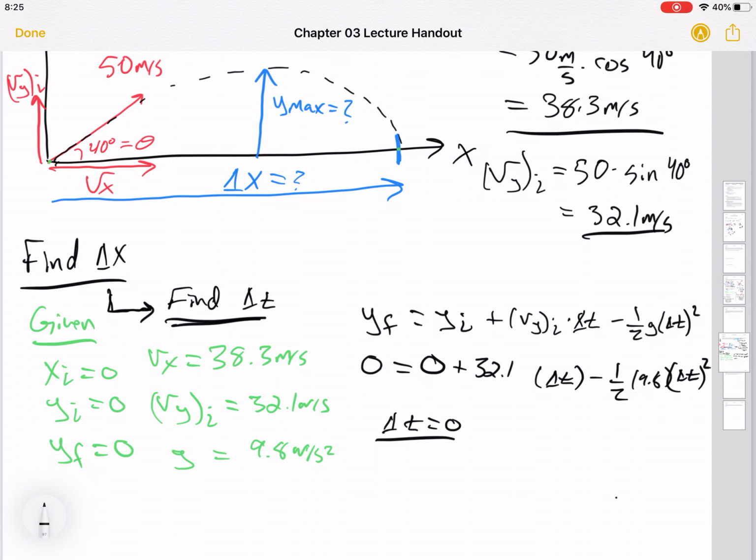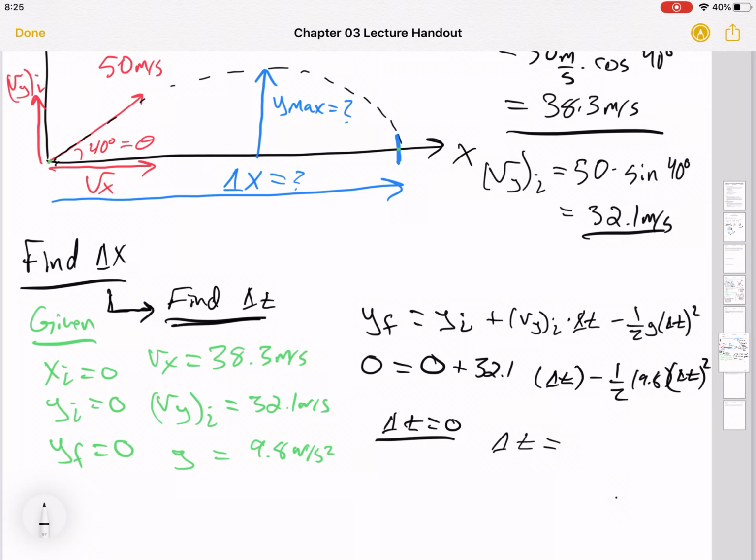The other solution is that delta t equals, let me find it here. I've worked this in the past. 6.559 seconds. Okay, so that's not our answer. Maybe I shouldn't put a box around it, but I could underline it twice. That's our intermediate step. And now I can plug that into the x direction equation. So the x direction equation, remember, was x final equals x initial plus vx delta t.